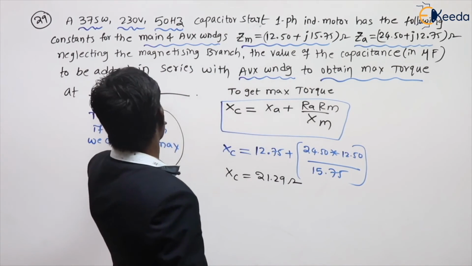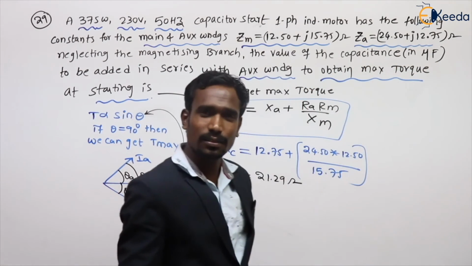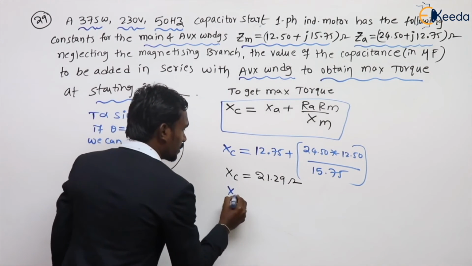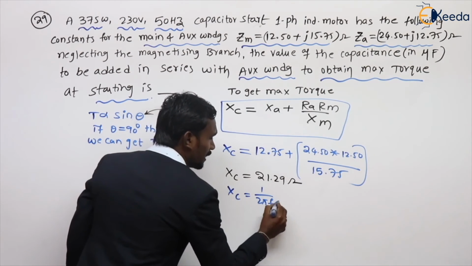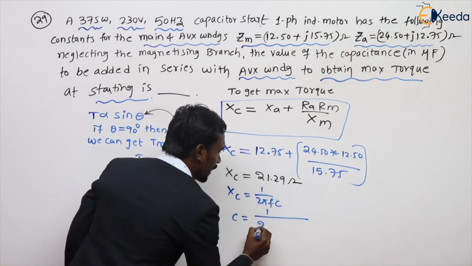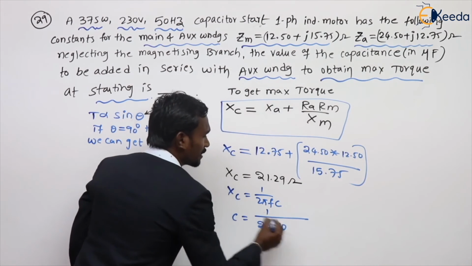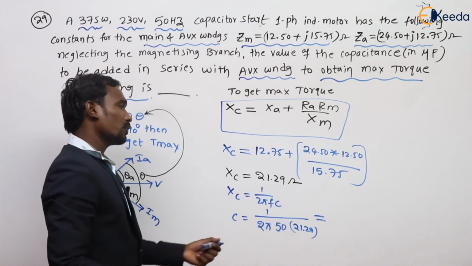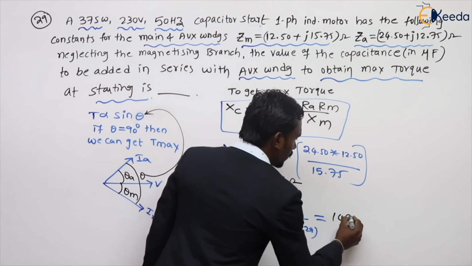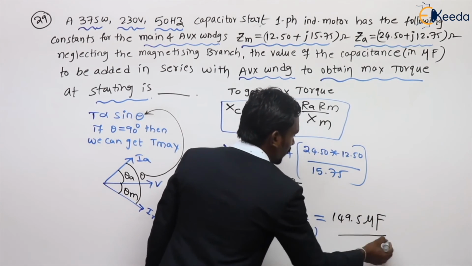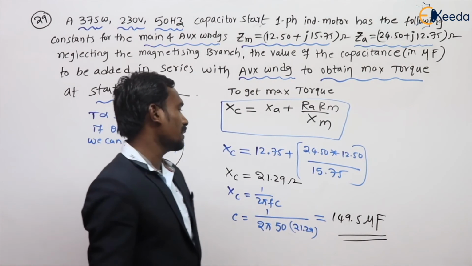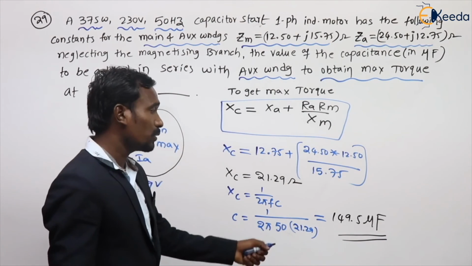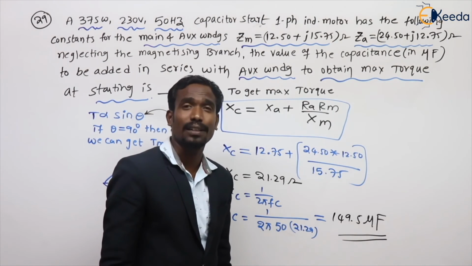But they asked for the capacitance in microfarads. So if you want the capacitance, XC is equal to 1 by omega C. So C is equal to 1 by 2 pi f XC. XC is 21.29. If you solve this, you can get the answer 149.5 microfarads. This is our final answer. 149.5 microfarads is our answer.